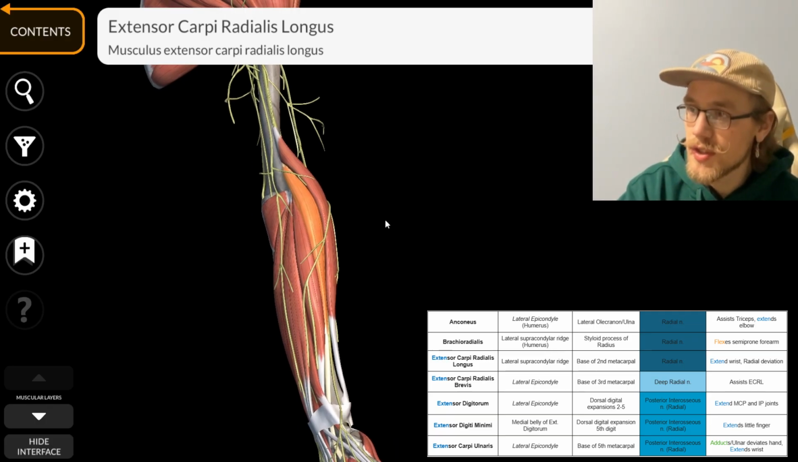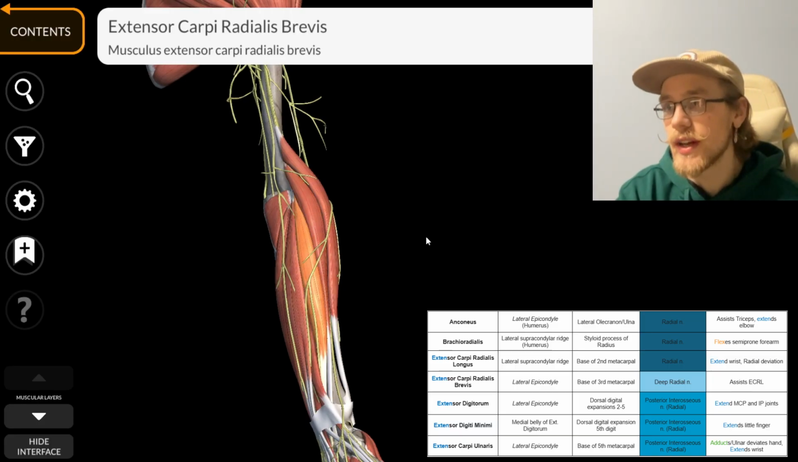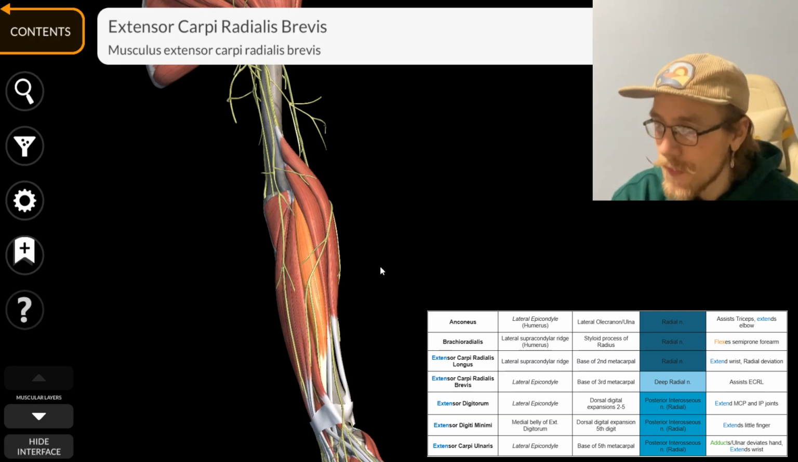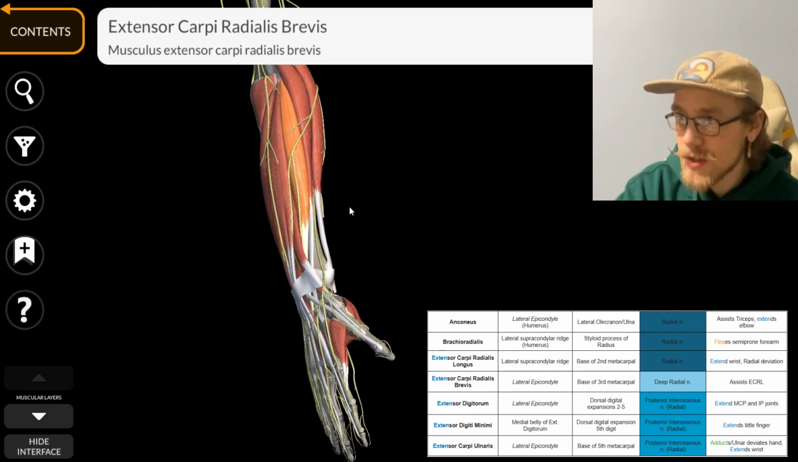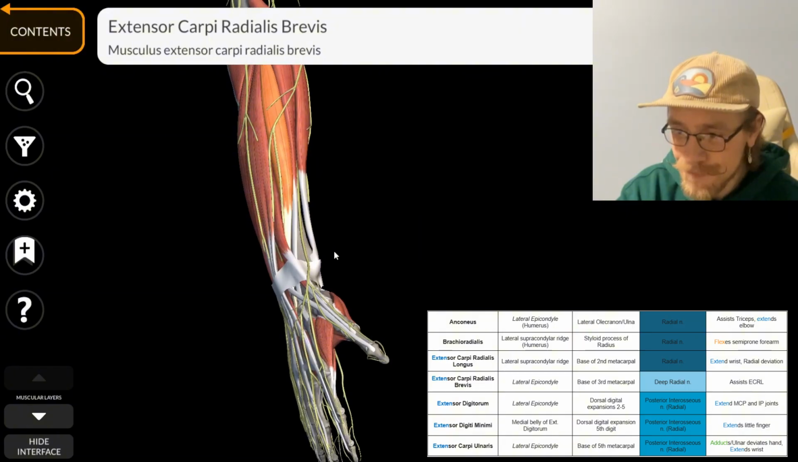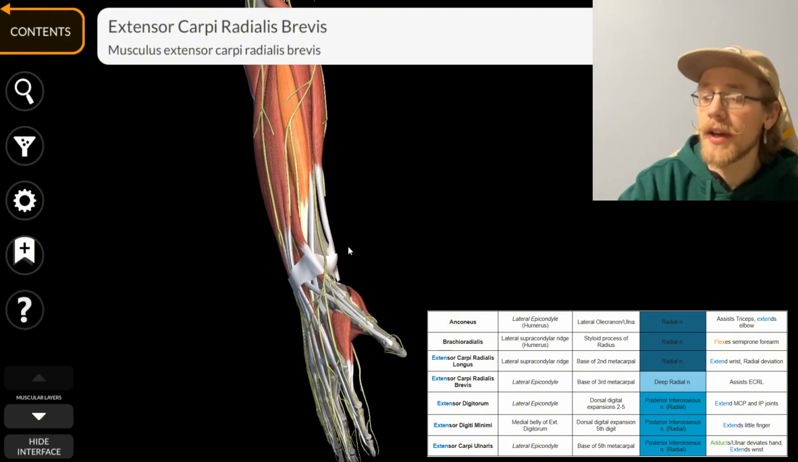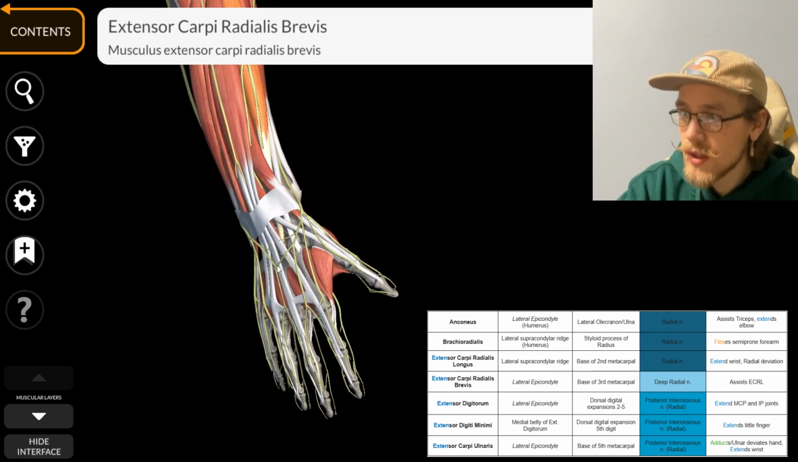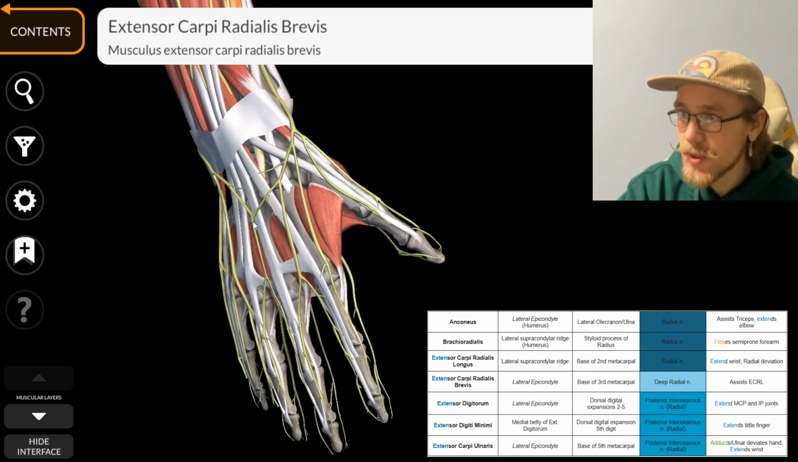Next, just next to that, we've got our extensor carpi radialis brevis. So brevis and longus, they're going to do the same thing. They're just going to be named differently because we got a shorter one and a longer one. It's going to come from lateral epicondyle. It's going to go to the base of the third metacarpal instead of the second one. So we can see that right to the base of your middle finger there.